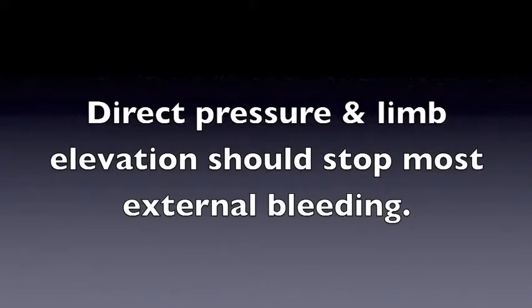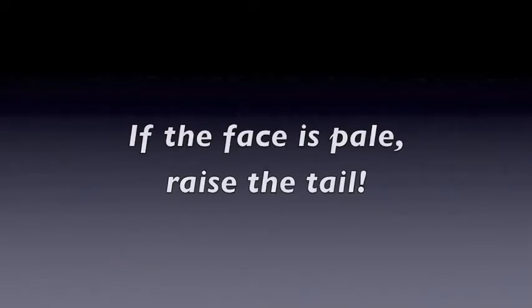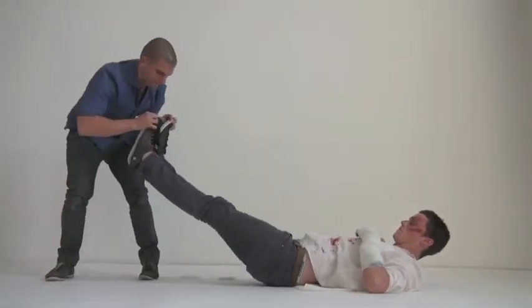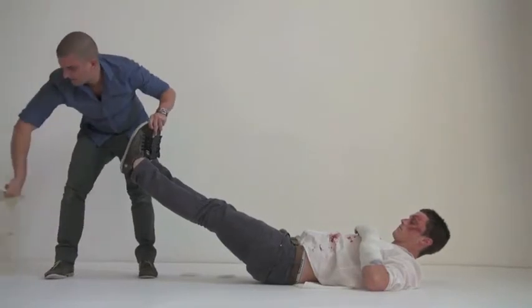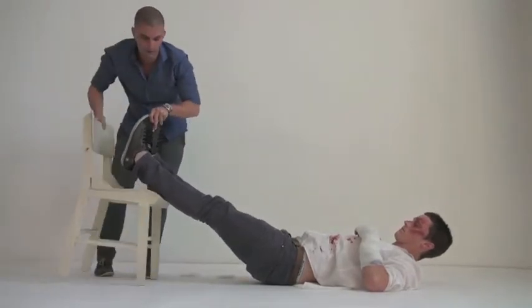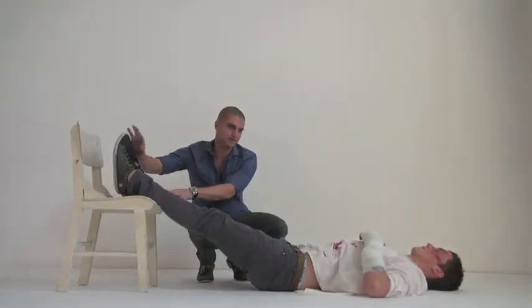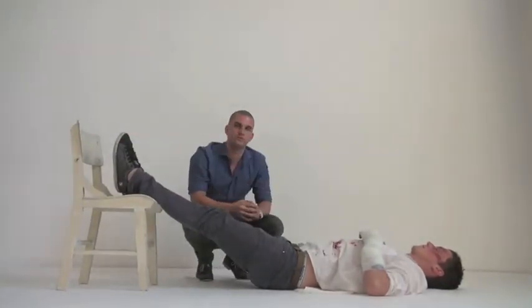If a patient has lost a lot of blood, their face may be pale. What we sometimes say is, if the face is pale, raise the tail. Lift up their legs above their heart. If you have a chair handy, use it to hold their legs up. What we're doing here is getting all the blood in their legs to come back up to their vital organs.